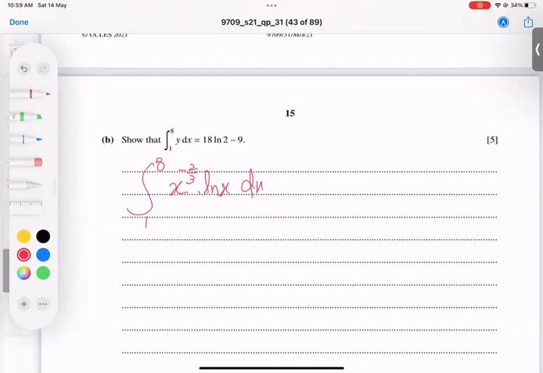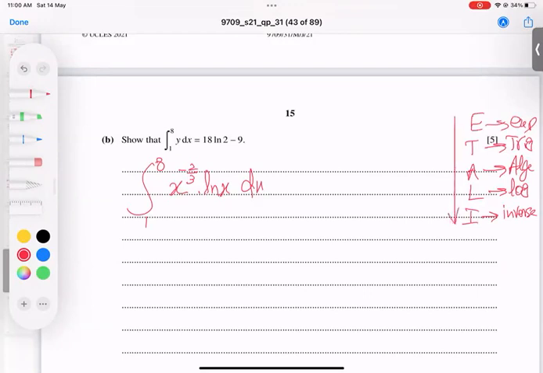Now here I'm going to teach one thing. Normally I teach LATE, and I add I. I stands for inverse function, L stands for logarithm, A stands for algebra, T for trigonometry, E for exponential. From top to down, these are the basic criteria for v and u. Top is v, down is u.